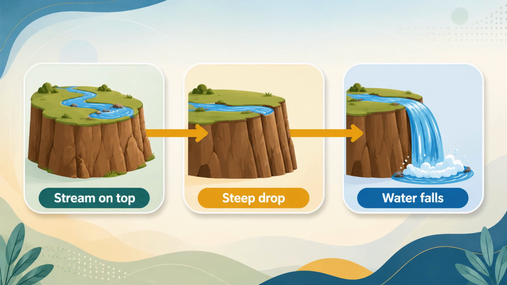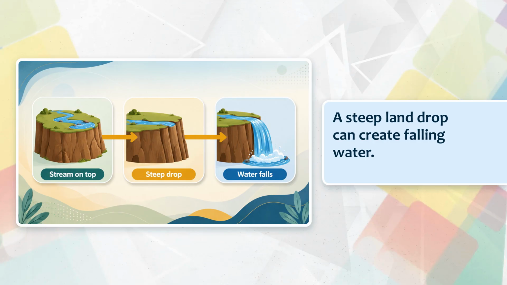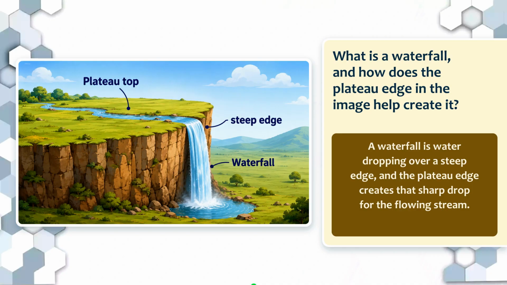Water crosses the plateau surface until the land drops sharply. Because the surface falls away, the flowing water drops too, producing a waterfall. The shape of the edge explains the visible change. A steep land drop can create falling water. That is the key plateau-waterfall connection. Trace the stream from left to right.